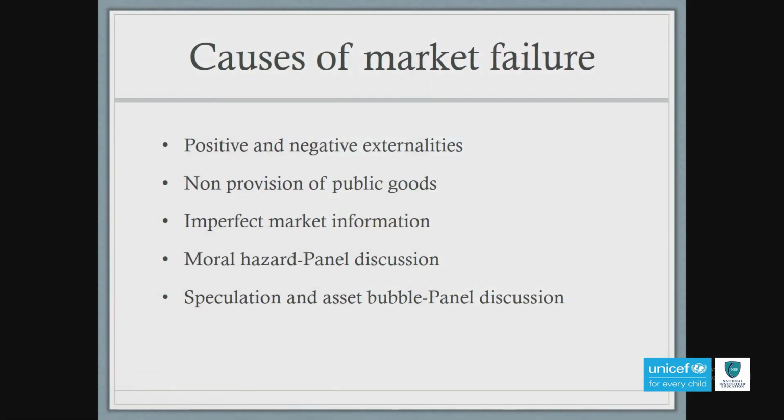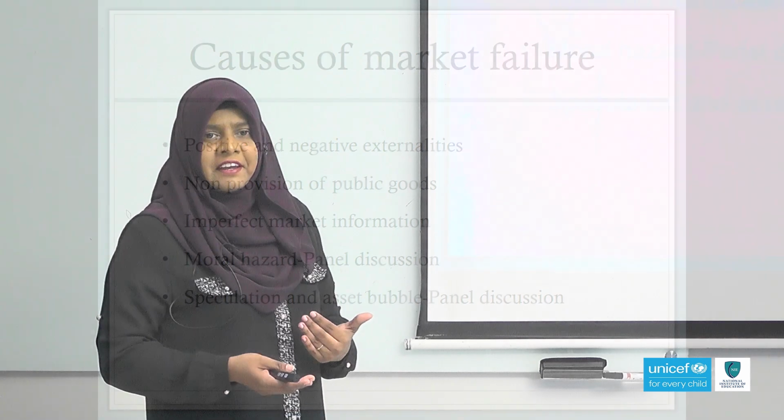There are certain causes identified in your syllabus, 5 major causes. In today's class I will mainly discuss the first 3 causes and leave the other 2 causes for the panel discussion, because these are the areas where students want more to be discussed. Market failure arises mainly because of externality.